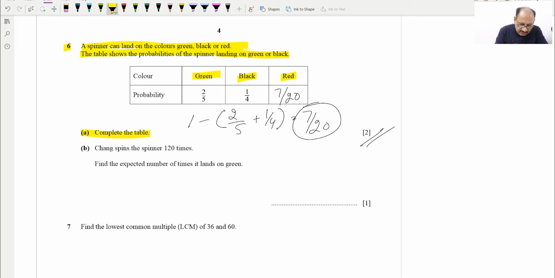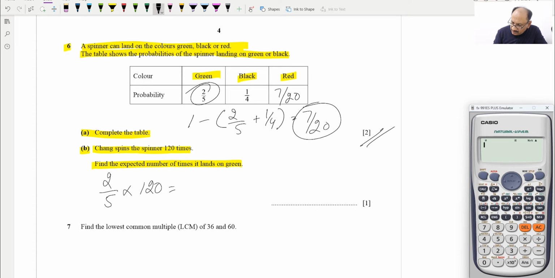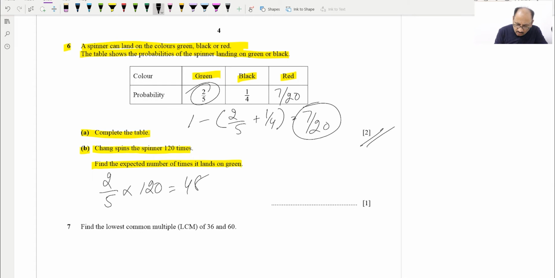Now for B part, it says Chang spins the spinner 120 times. Find the expected number of times it lands on green. So 2 by 5 is the probability for the green, so we will take that probability and multiply by 120 times, and this gives us 2 divided by 5 multiplied by 120 is equal to 48. So he will get green 48 times.